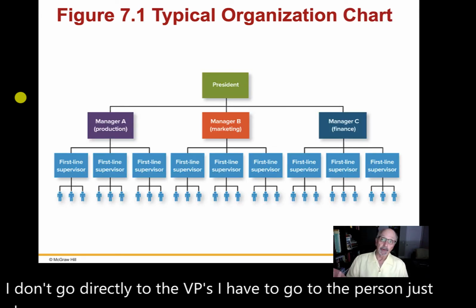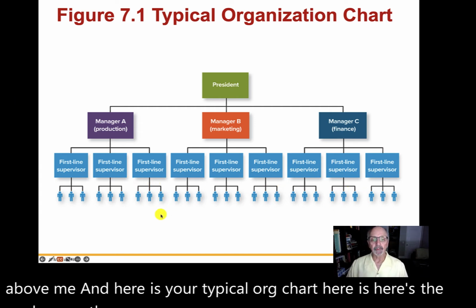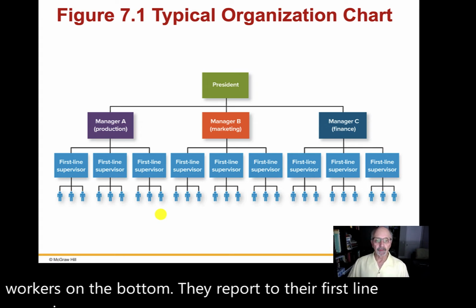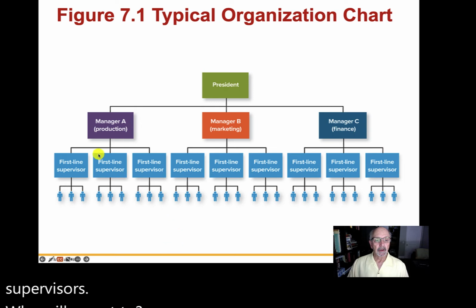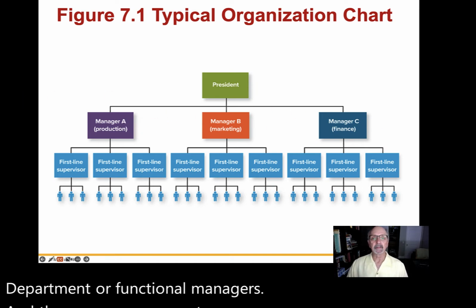And here's your typical org chart. Here's the workers on the bottom. They report to their first line supervisors, who will report to department or functional managers, and those managers report to the president.